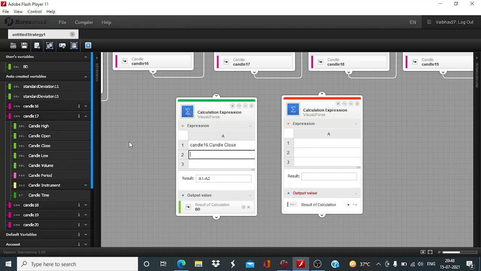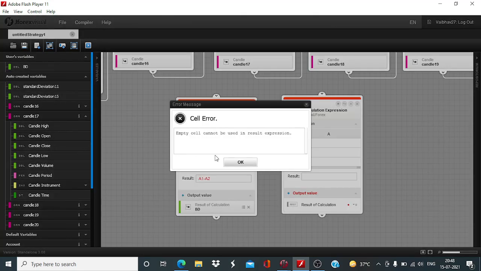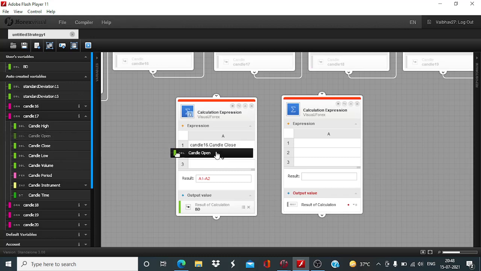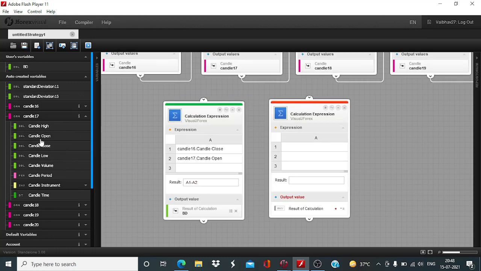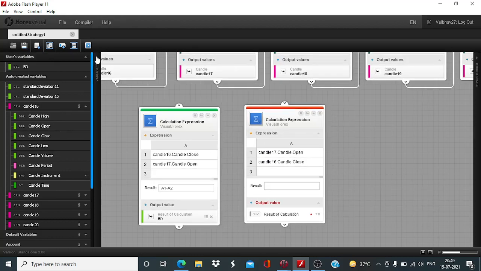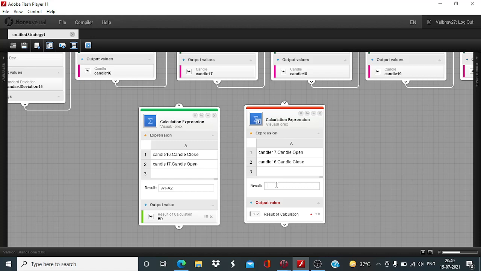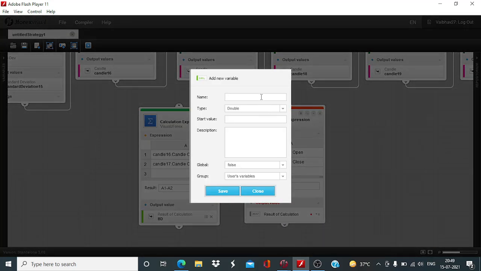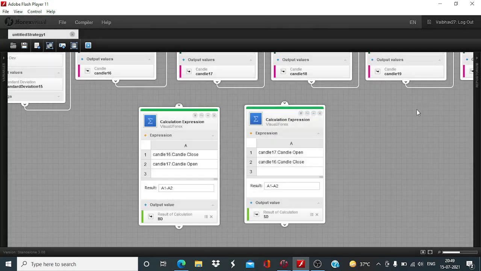Oh, I think here I got it wrong. It should be opening price. So pardon me. Now deduct candle 16 candle close from that level. Again, it is going to be A1 minus A2, and this will be used to define the requirement for the execution of the sale trade.